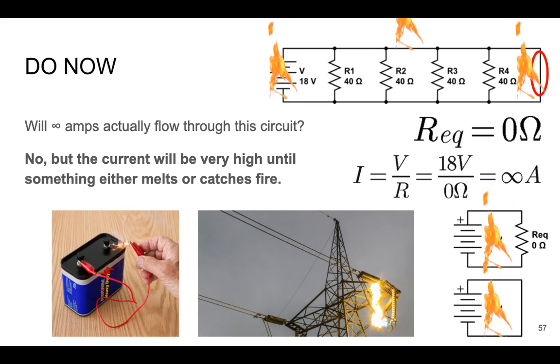So will you actually get infinity amps flowing through this circuit? No, you will not, for a couple of reasons. One is that the wire is not actually going to have 0 resistance. It'll have a very small resistance. But the other thing that's going to happen is as soon as the current starts flowing through there, you're going to get a very, very big current, and big currents create a lot of heat, and then something is going to melt or catch fire. So you're trying to avoid making shorts when you're building a circuit because you don't want to catch fire. Fire bad.